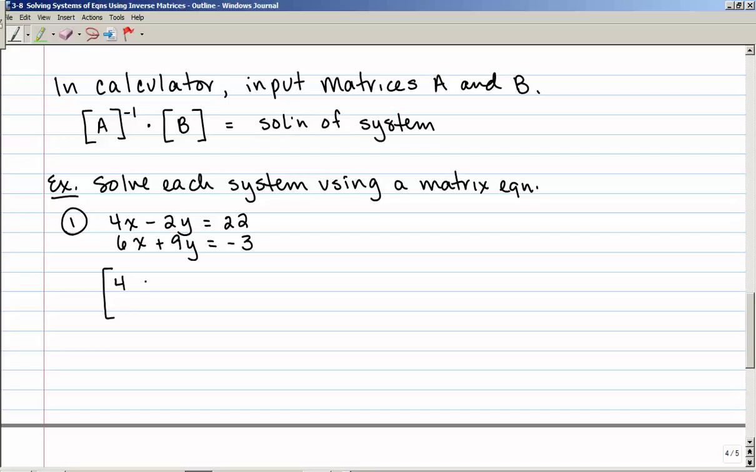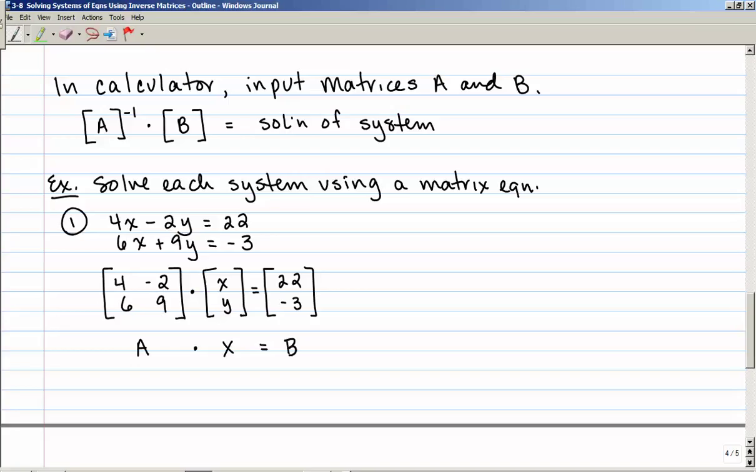So 4, -2, 6, and 9, that's my coefficient matrix. Multiply that by your variable matrix, which is x and y, and that's going to equal your constant matrix, which is 22 and -3. So I'm really just kind of breaking that system apart. So this is A, this is X, and this is B.